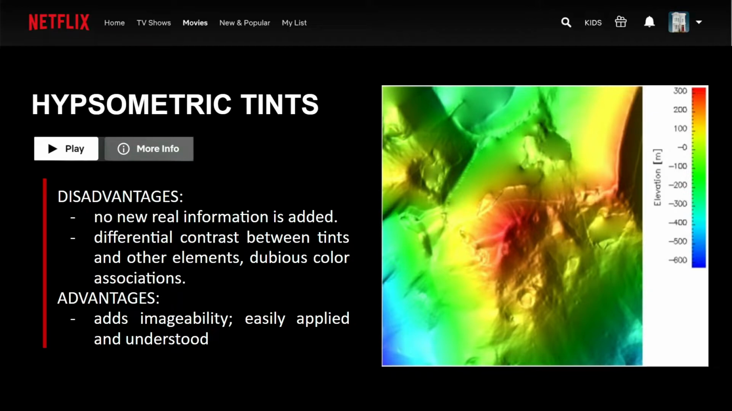The advantages, however, are that it adds imageability and is easily applied and understood. Just like you could see in the right picture, you could easily tell where the low depths and the high depths of that certain map are.